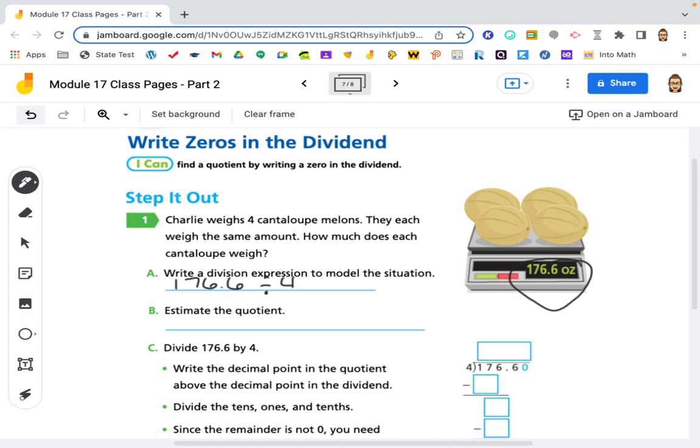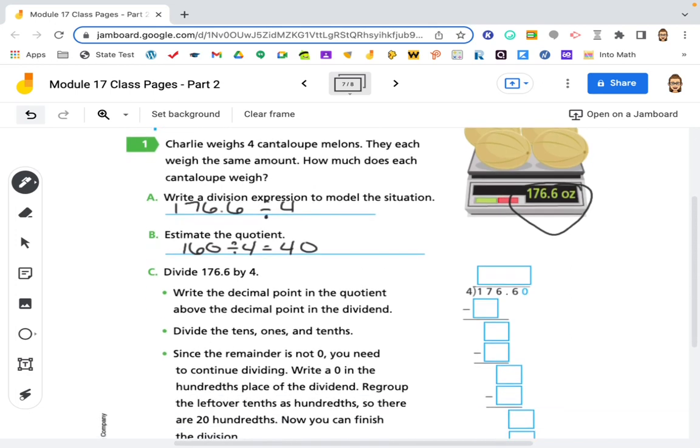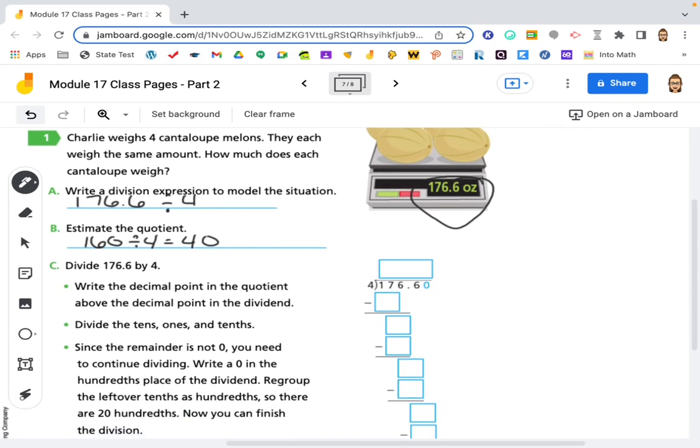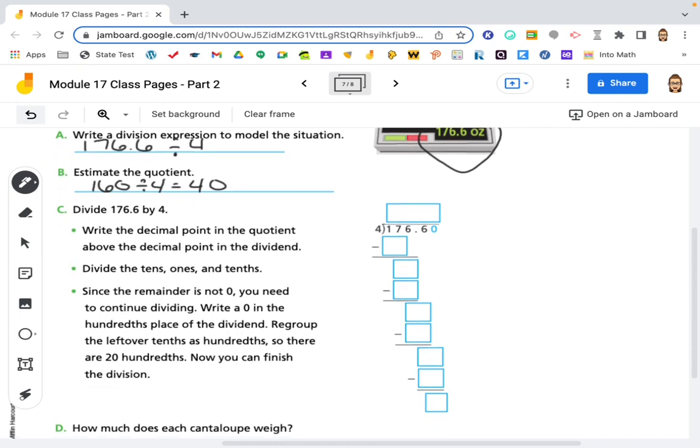So we look at 4. A multiple of 4 that's close to 17 would be 16. So 160 divided by 4 would be 40. So it's going to be somewhere around there. So it says divide 176 and 6/10 by 4.